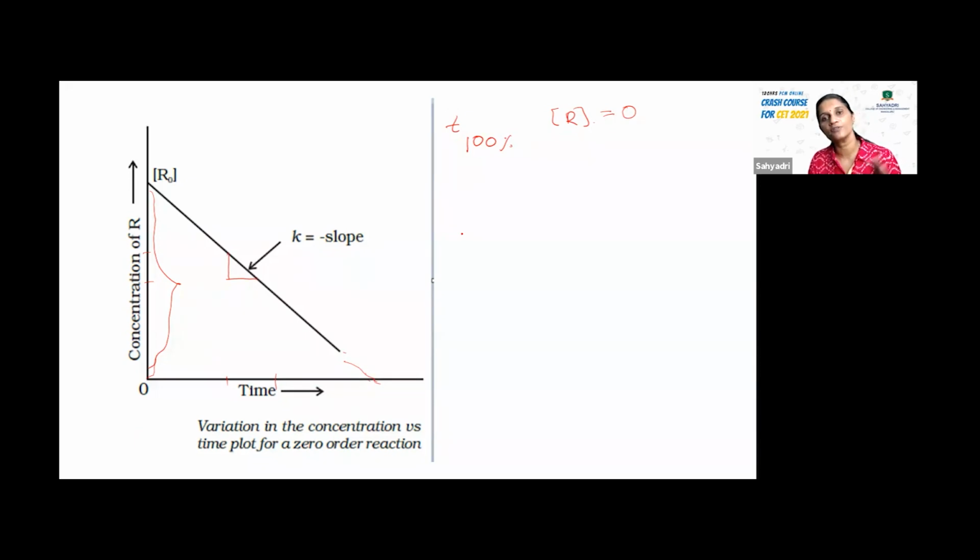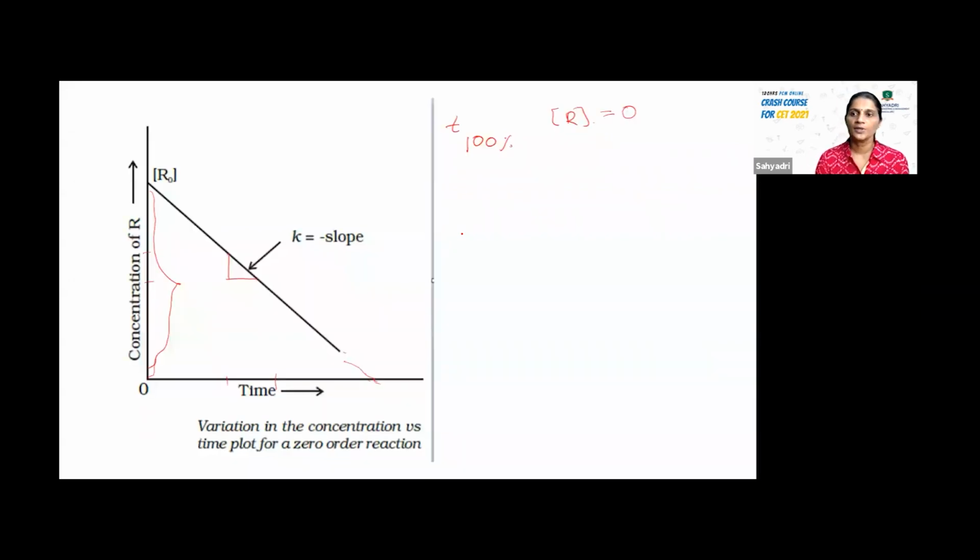So any decomposition of HI is a zero order reaction. Some enzyme catalyzed reactions are also zero order reactions. Some two or three examples are there in the book. Just go through those examples, enough. A question like which of the following is a zero order reaction can be asked. Clear? Chemisorption is unimolecular, right? I hope this is clear to you.